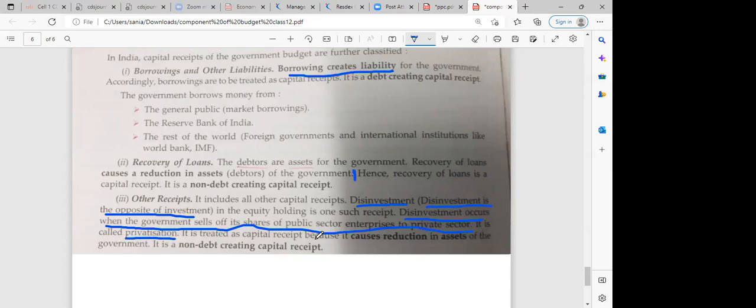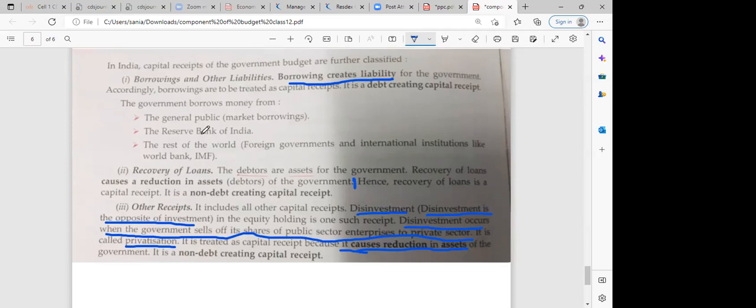So what happened because of this? There is a reduction in assets. You can write in your own language that a reduction in assets takes place, or that it causes reduction in assets. If I ask you the question, recovery of loans is a capital receipt or revenue receipt? You will write: ma'am, recovery of loans is a capital receipt, because recovery of loans decreases our assets, and when assets and liabilities get affected, it always comes under capital receipt. So write down all three points.